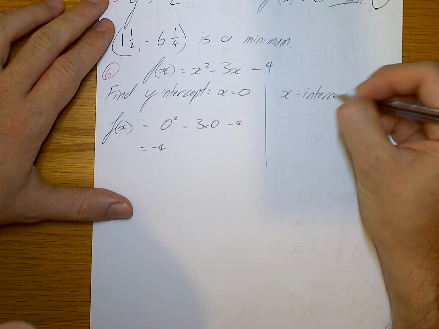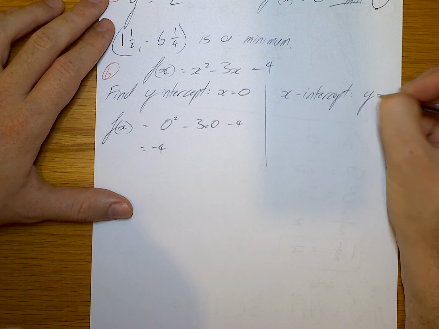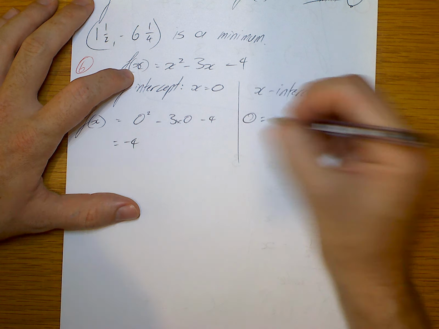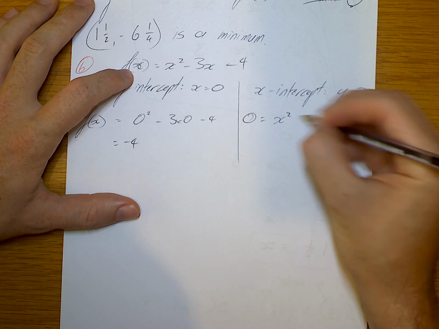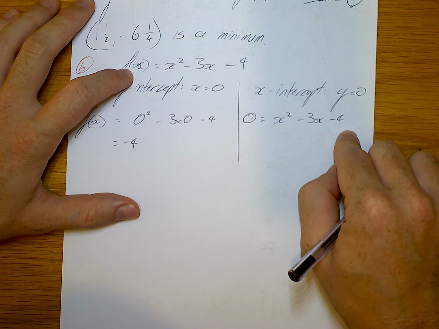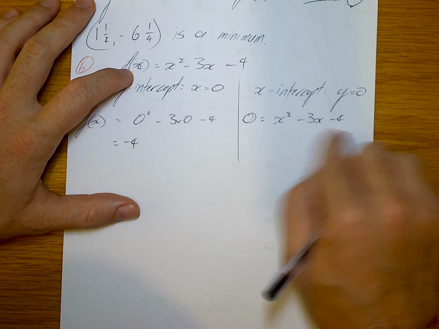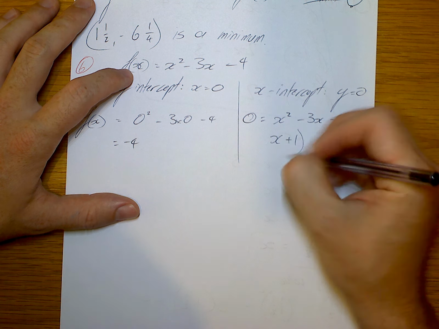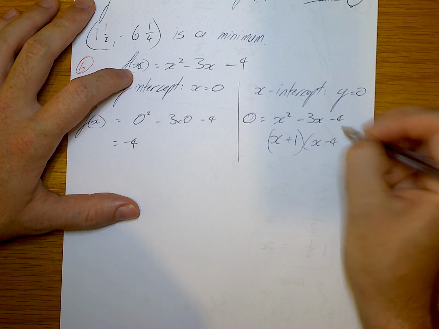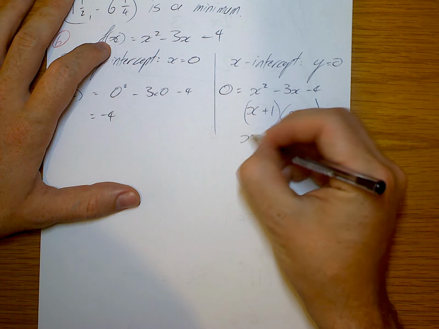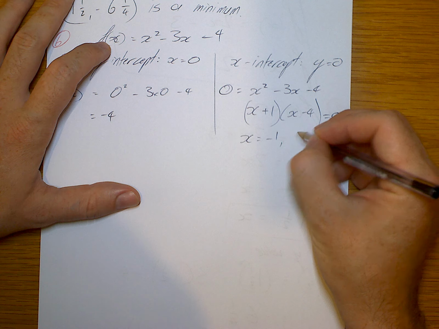Our x-intercept is y equals 0. So that means this will equal 0. 0 equals x squared minus 3x minus 4. Okay, I have to factorize that. A number that times that, it's going to be x plus 1 and x minus 4. If you don't trust me on the maths, you can do that yourself. Therefore, x will equal negative 1 and positive 4.